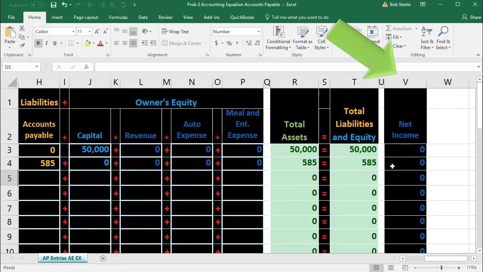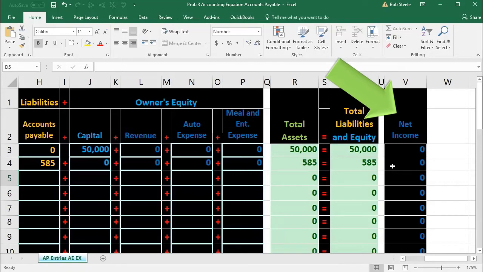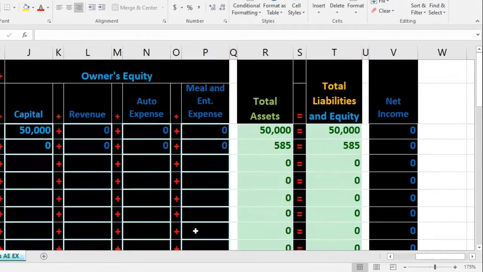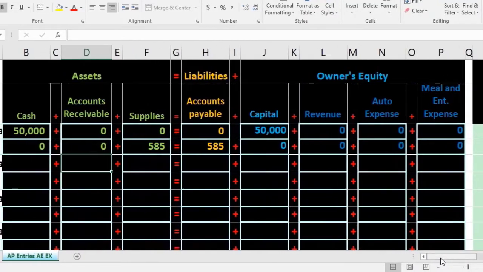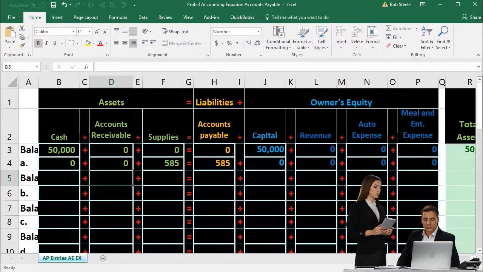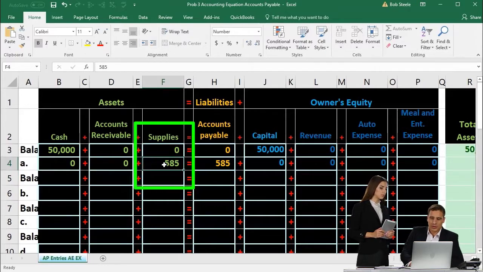Net income has no change. Net income being calculated as revenue minus expenses. No revenue has happened at this point, or expenses, no effect on net income because we bought the supplies, have not yet expensed or used the supplies.